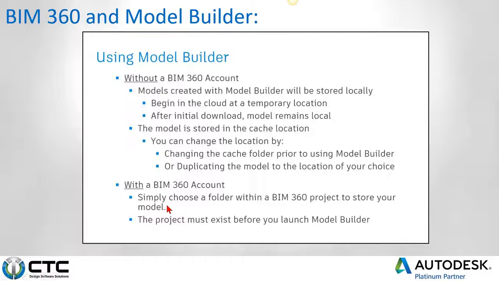Here, with BIM 360, we simply choose the folder and it goes there. All this has to be done before we go into Model Builder, before we duplicate a model, because just like those default groups, if it's not built beforehand, it's not going to give us the option to select it, and we don't have the ability to build a folder in BIM 360 once we're in Model Builder. We have to build it first, then go into Model Builder.